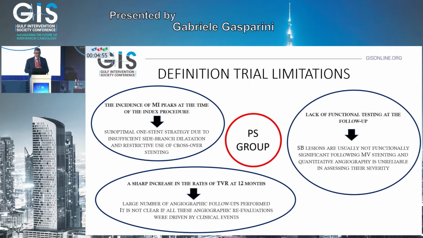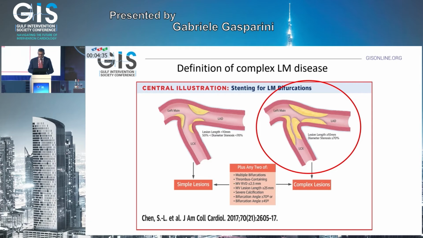And then lack of functional test at the follow-up. Side branch lesions are usually not functionally significant following main vessel stenting. So quantitative angiography is not reliable in assessing this severity. So we should also keep in mind this limitation.